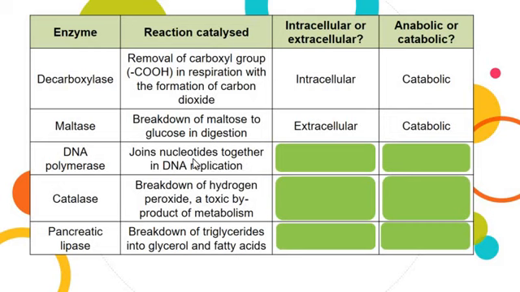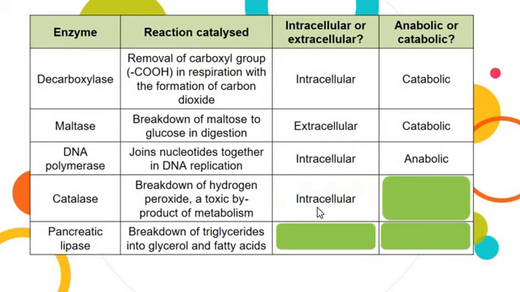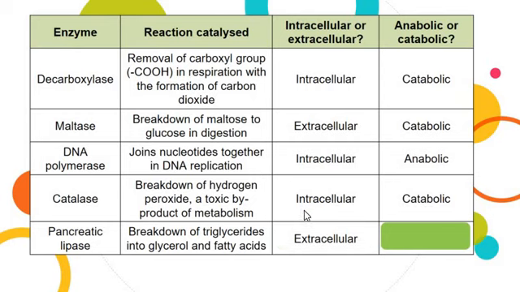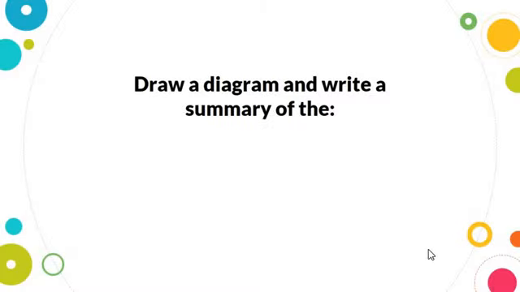For DNA polymerase, where we're joining nucleotides together, DNA is found within a cell, so it's intracellular. We're making a molecule, so it's anabolic. When we're breaking down a byproduct of metabolism, that's a process within a cell, and it's breaking, so catabolic. Pancreatic lipase, again, is a digestion process, breaking down triglycerides into glycerol and fatty acids, and then that is breaking, so it's catabolic.